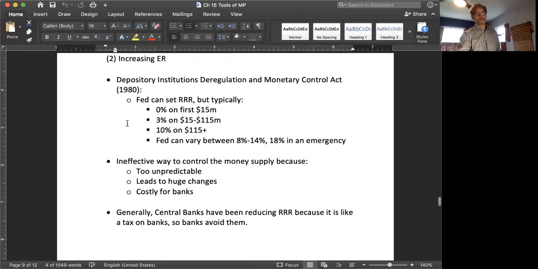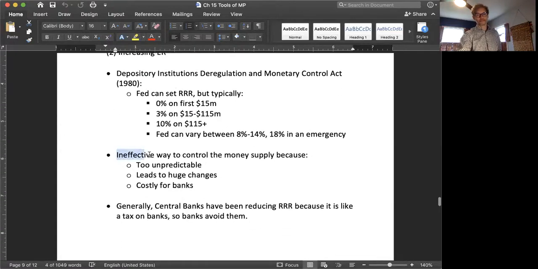However, this is a very, very ineffective way to control the money supply. It would lead to very big, unpredictable changes in the money supply. And it also would be really costly for banks to have the amount of excess reserves they have to meet going up and down every day, right? It would be very, very difficult for them to manage that. In general, the central banks don't like using this, right? They just don't, because it's a very costly and unpredictable way.